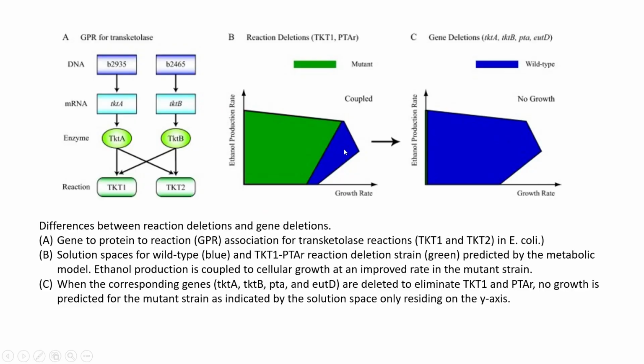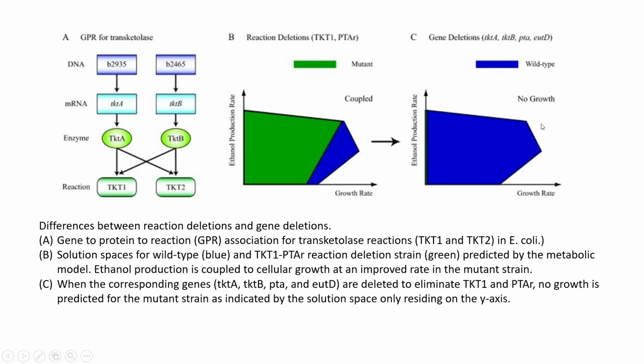Yeah, so your blue is your wild type solution space, and the green is shown to be your mutant solution space. Now you do certain gene deletions. You delete TKTA, B, PTA, and EUTD. So basically, these are corresponding genes that are associated with the reaction of forming TKT1 and TKT2. Now, when you delete all these genes associated with this reaction to eliminate basically TKT1 or PTAR, no growth is predicted for the mutant strain.